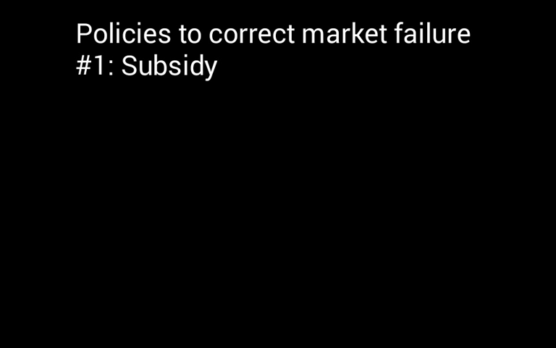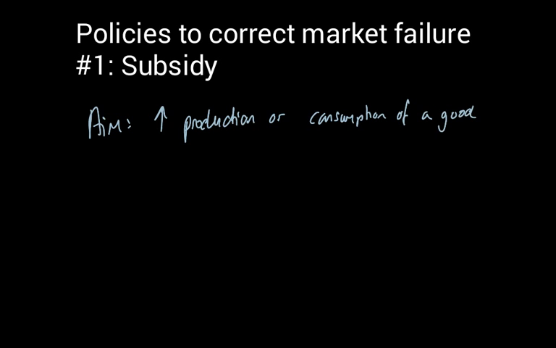So a subsidy, the aim of a subsidy is to increase the production or consumption of a good. Okay, that is the key function. So why would a government want to do those things?